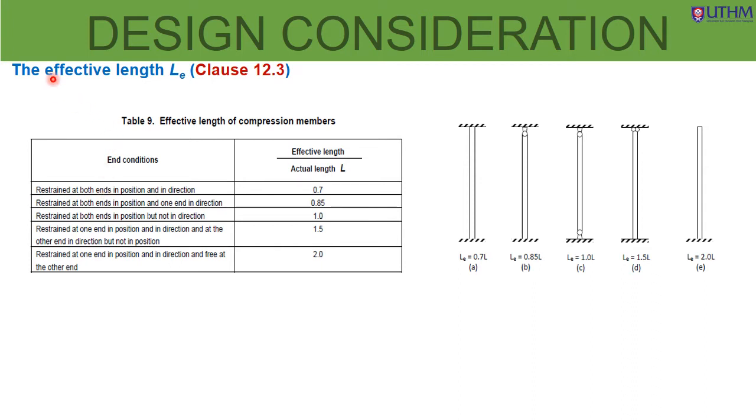The first design consideration we should look at is the effective length of the member. Table 9 of the Malaysian Standard provides coefficients we can use to determine our LE depending on our end condition. If you're not sure how the end condition of the column looks, please refer to this diagram. For example, if the member is restrained at both ends, meaning fixed at both ends, the effective length is 0.7 times L.